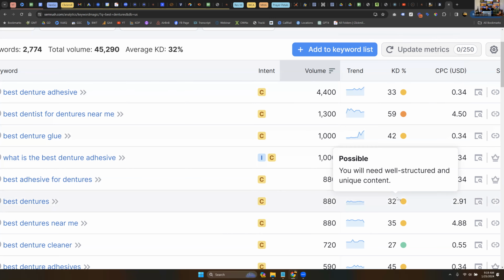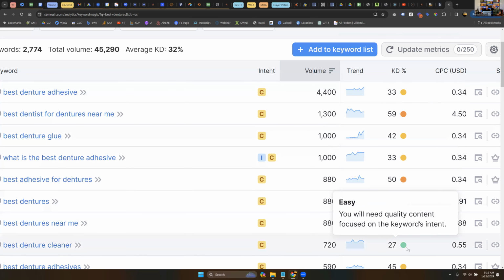Down here, I'm immediately keying in on this 27, that's a green. Best denture cleaner. Why is that easier? There's fewer people. There's 720 a month, they're buying, and it's 27. So I could pay fairly low if I can get them on a subscription model and get them buying every month. Then month over month, we're just going to deliver it to your door. You don't ever have to buy this again.